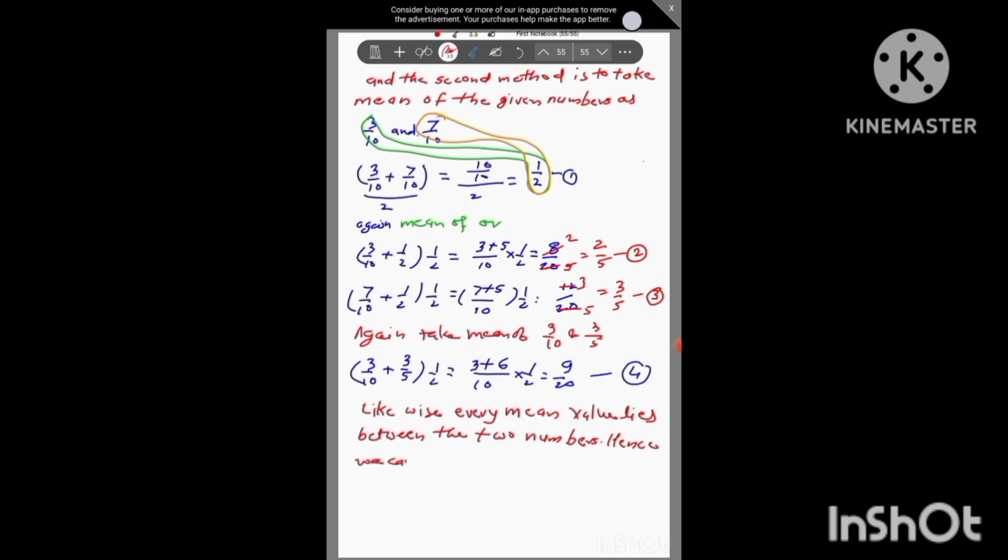every mean value between two numbers, any rational numbers, can be found out. So this is a method to find any number of rational numbers between two given rational numbers. Remember, we are talking about rational numbers. We are now going to find the irrational numbers between two rational numbers. The method is different, and we will be learning that also.